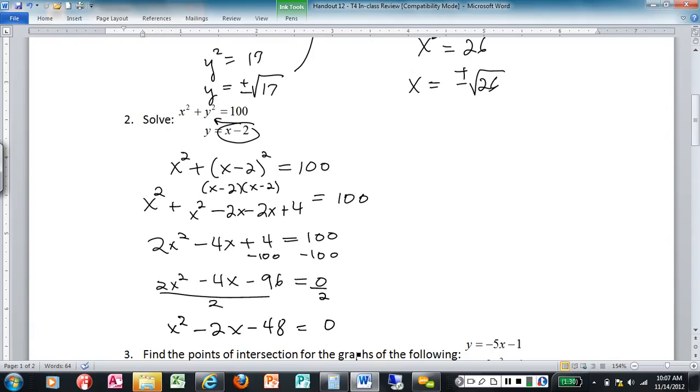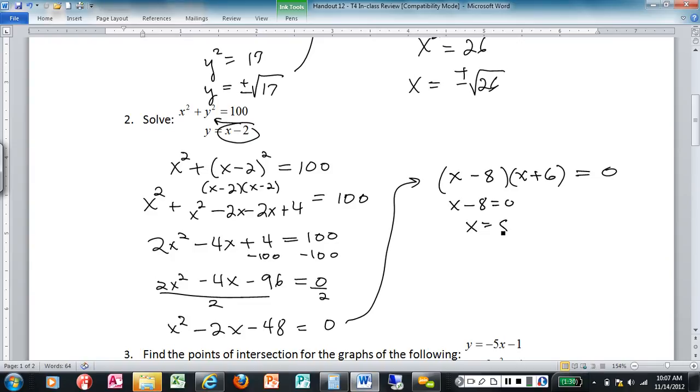All right, well, that factors, the x squared minus 2x minus 48 does. X and x for x squared, 48 minus, with minus 2 in the middle, minus 8 and positive 6. So x minus 8 equals 0, that'd be x equals 8. X plus 6 equals 0, that'd be x is negative 6. So again, I get 2 answers there.